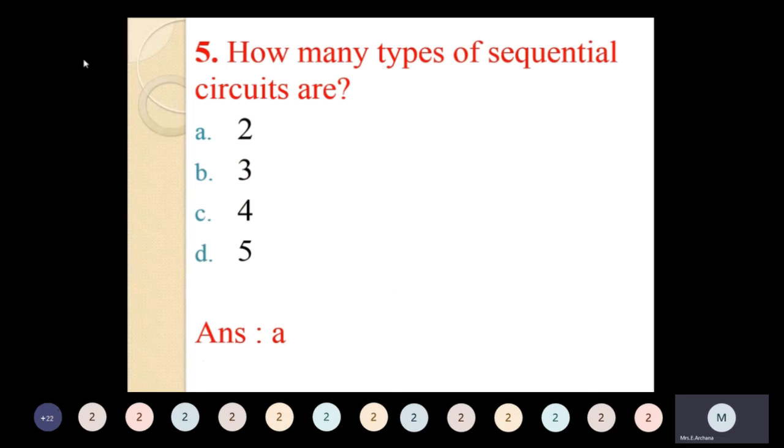The logic circuit is divided into combinational circuit and sequential circuit. The sequential circuit is divided into two: synchronous sequential circuit and asynchronous sequential circuit. So the answer for this question will be 2. There are two types of sequential circuits.